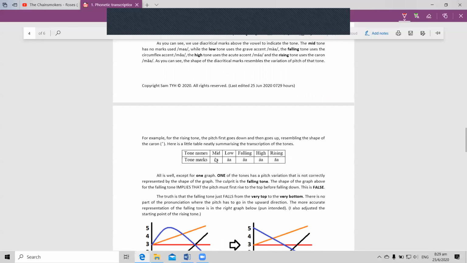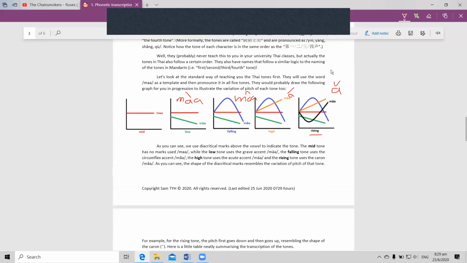The mid tone, we don't put any tone marks above. The low tone, we use the grave accent, which is a downward stroke, like that, above the first vowel. Okay. The falling tone, we use this. And then the high tone, we use this. And the rising tone, we use this. So ma, ma, ma, ma, ma. Okay, everything looks fine and dandy, right?